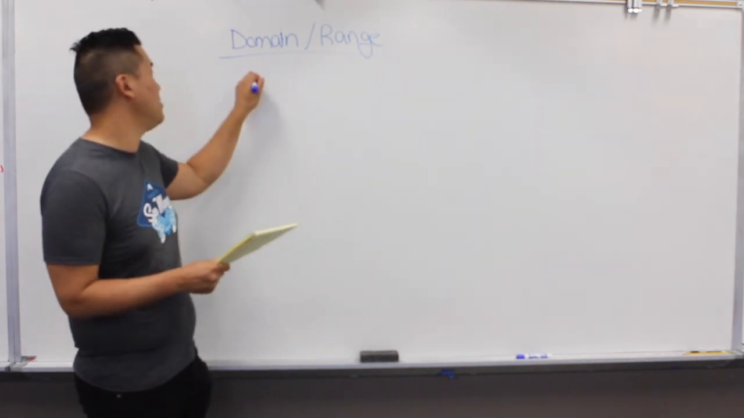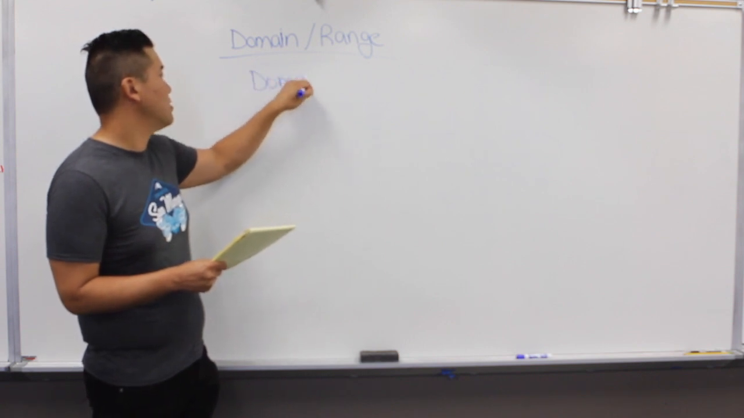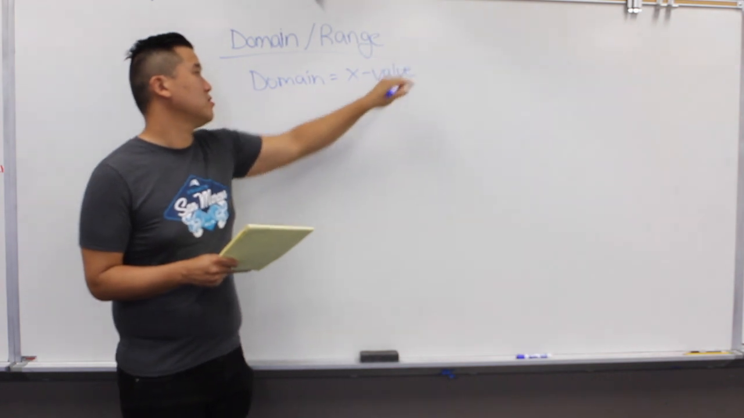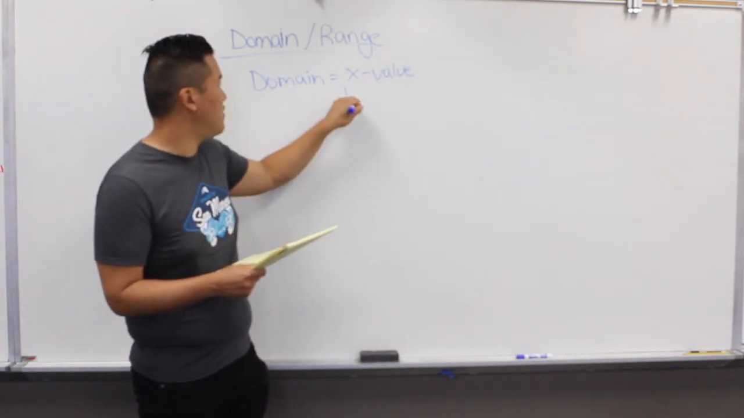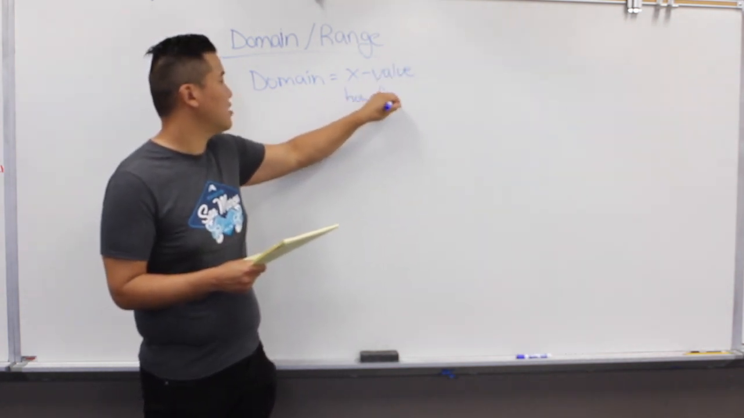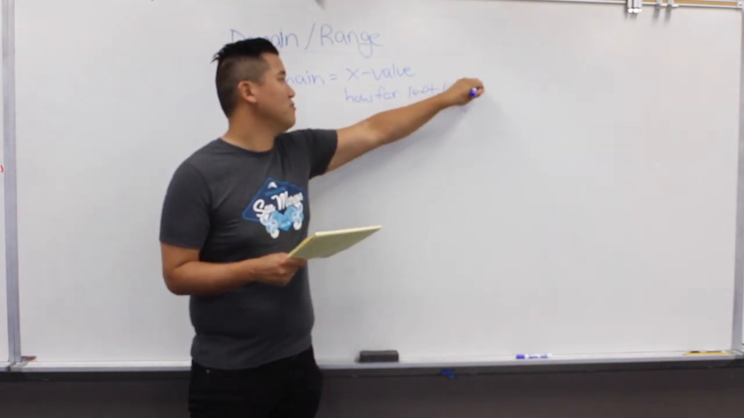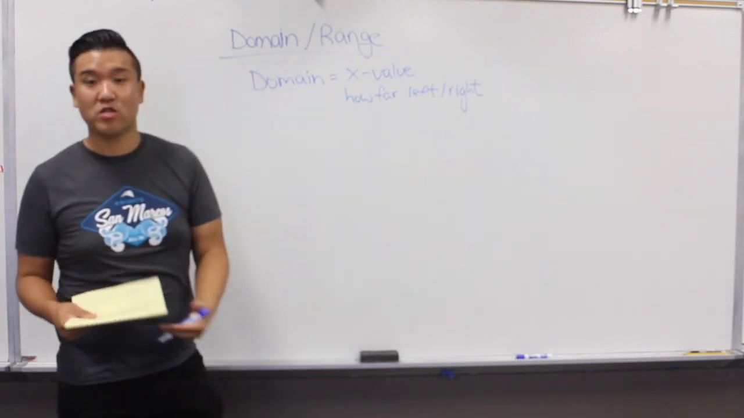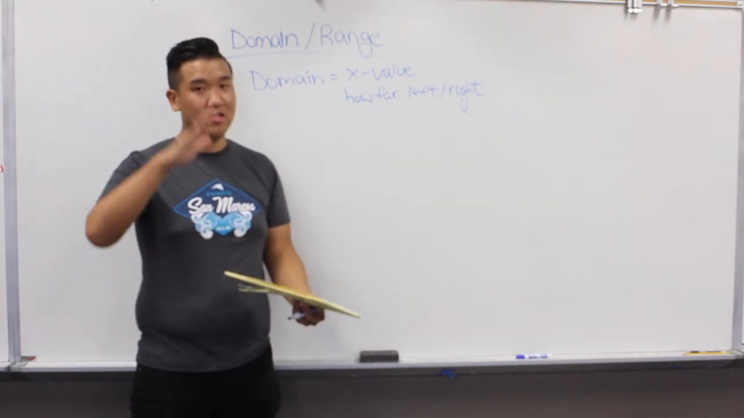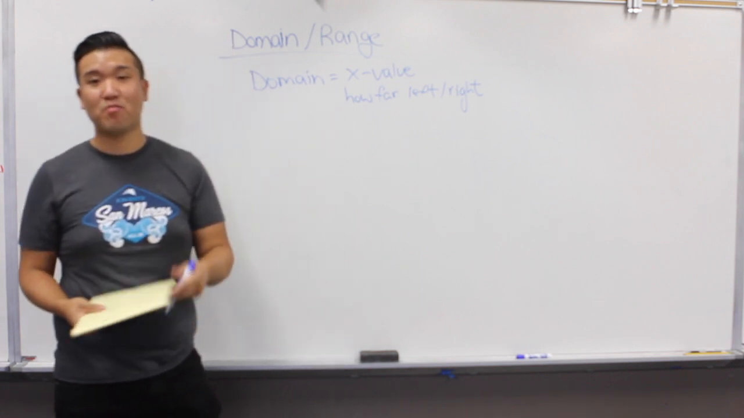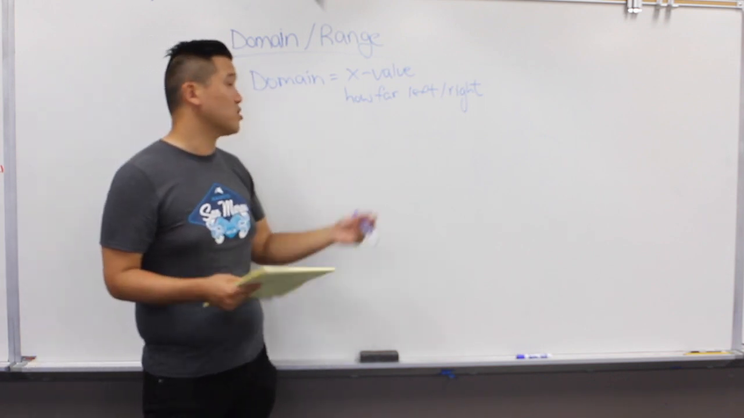So domain represents your x values. In other words, you want to ask yourself how far left and how far right does your function go? So look at your graph. If you're looking at it graphically, start seeing where it's going. Where is it stopping? Are there asymptotes? Is there a break? Is there a hole? All those things are important.